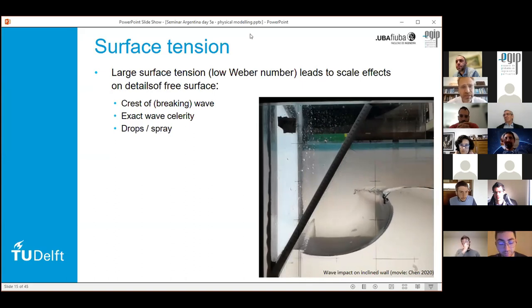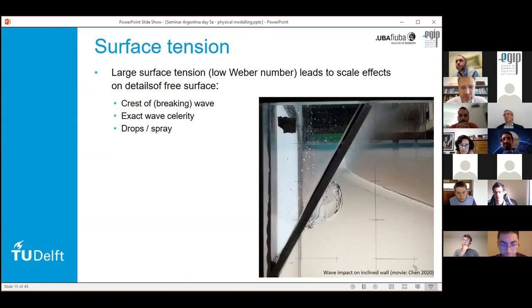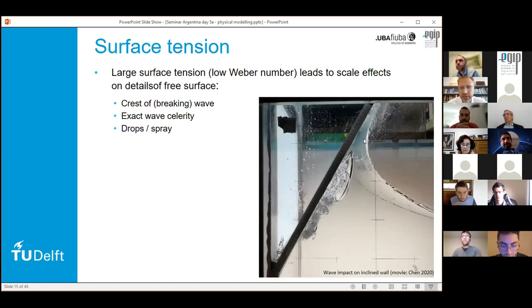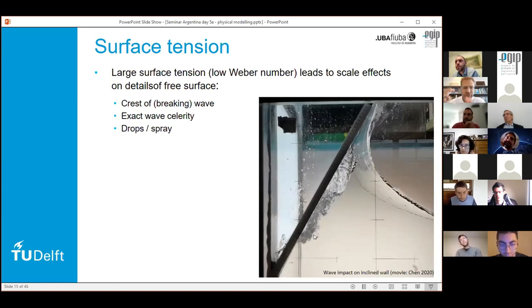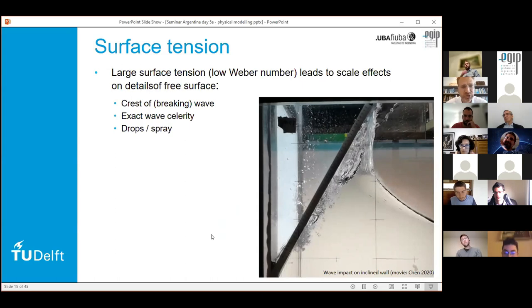And that's caused by the Weber number that is not scaled correctly. And that means that the surface tension becomes more influential on the small scale than on the large scale. And so, for instance, a certain wave that will have a foamy top in reality might have just a smooth curve in small scale.